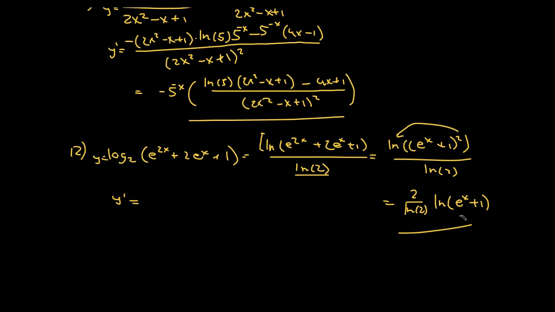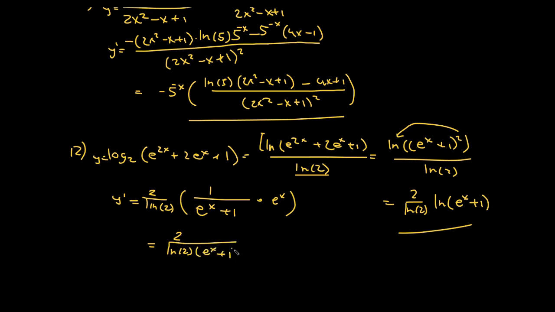Alright, so let's differentiate it. So first of all, the 2 divided by ln 2 remains the same, and then I have to differentiate ln e to the x plus 1. When I'm differentiating ln, that just becomes 1 divided by the inside. And I have to multiply by the derivative of the inside, which is just e to the x. So the final derivative is the following: e to the x plus 1 times e to the x. Alright, that's the derivative of this function.